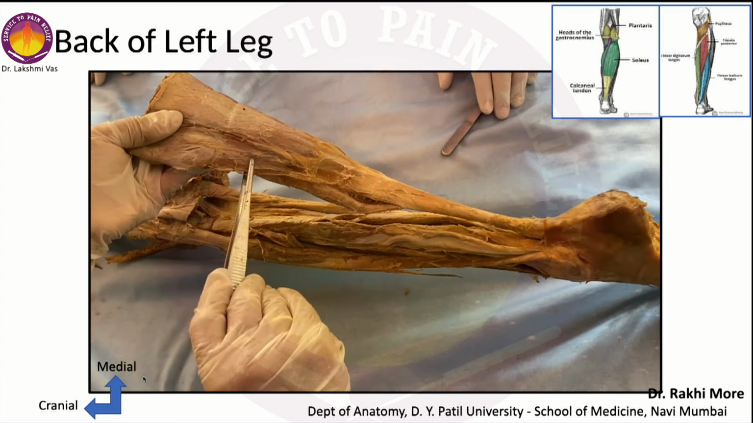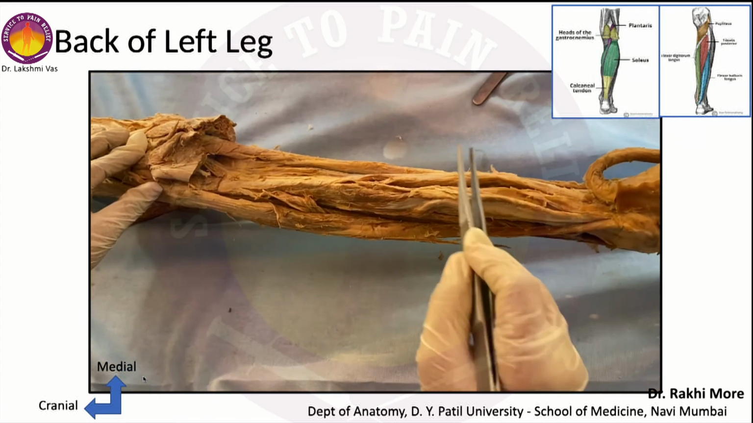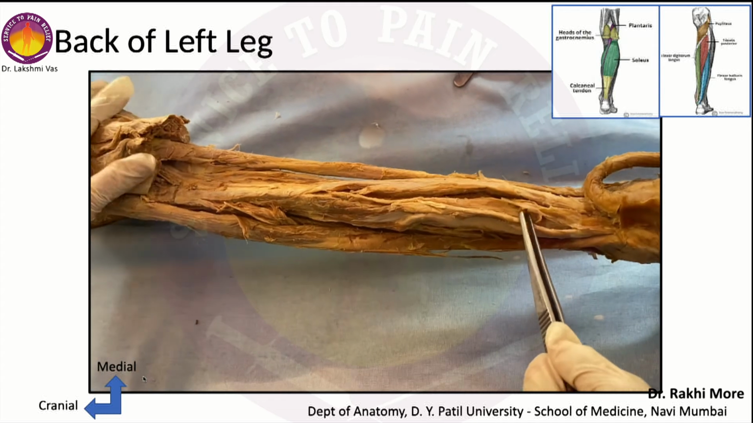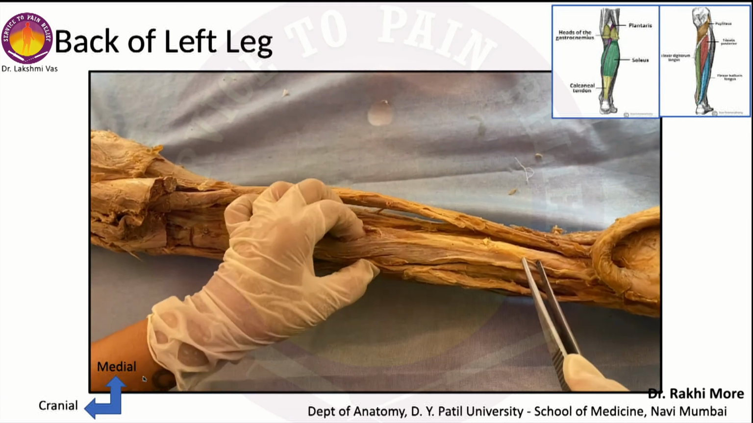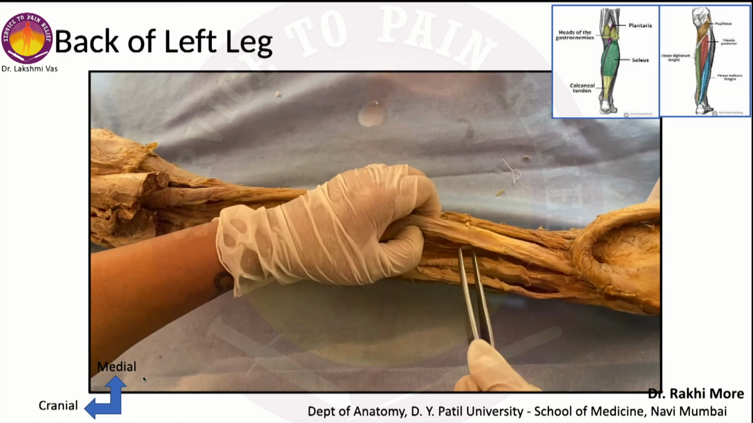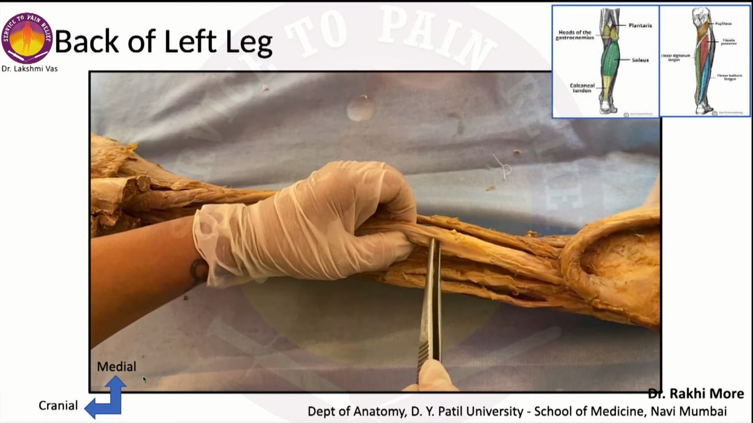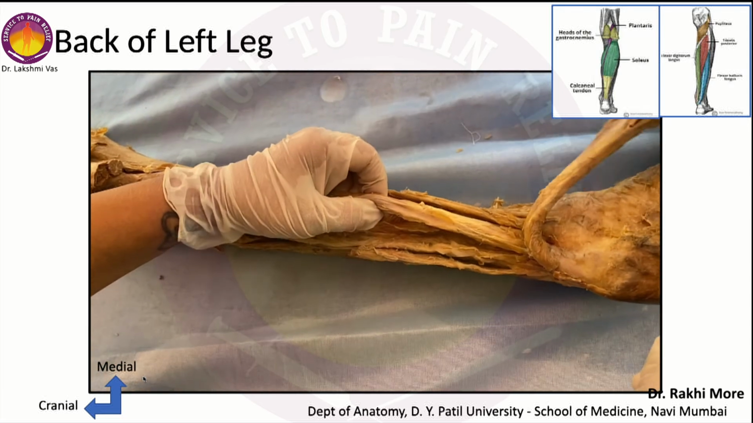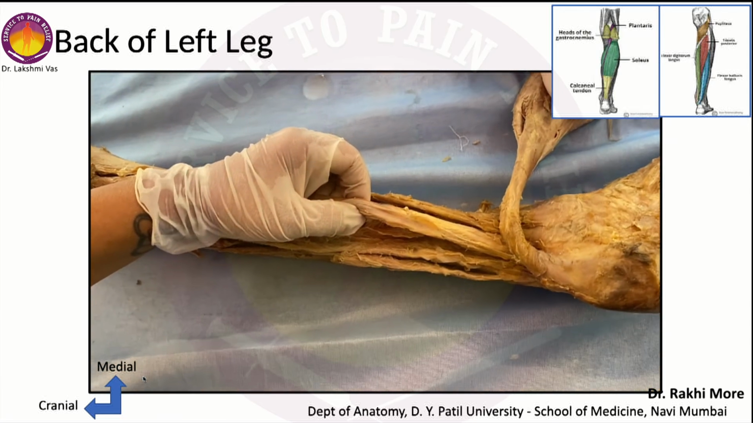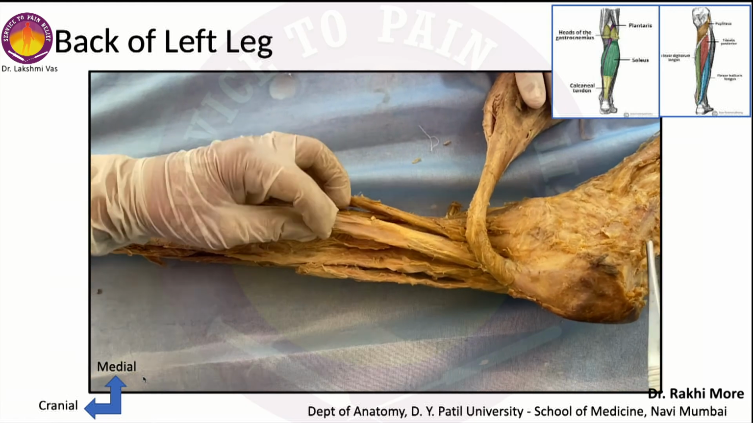Now once we reflect this superficial layer of muscles, we come to the deeper layer. This deeper layer consists of 3 muscles. From the medial aspect, we see this muscle, that is the tibialis posterior. This is the tibialis posterior muscle, which goes on the inferior aspect of the sole to get inserted into the tarsal bones of the foot.